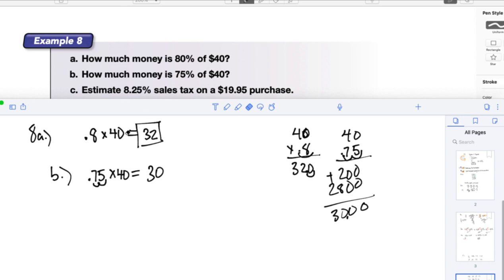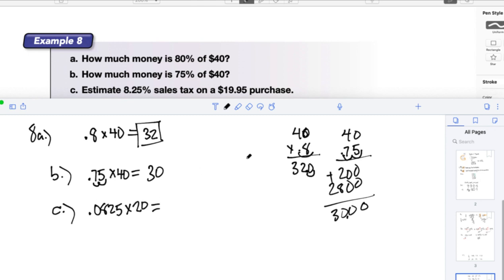Let's go ahead and try this next one: estimating sales tax on this purchase. Since they said estimate, for me that feels like I'm going to try to use convenient numbers. So 19.95 is not super convenient for me. What I want to do with this is calculate 8.25%, or 0.0825. I wrote it as a decimal, so I don't need the percentage there. Times, I'm not going to do the 19.95. I'm going to do 20.